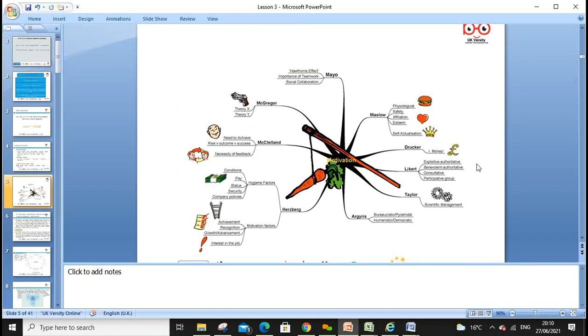Okay, so our overall discussion will cover all these points as well. When we set the objective, it needs to be specific, measurable, achievable, realistic, and time bound. It needs to be SMART. So first of all, all these theories are summarized here in this mind map.